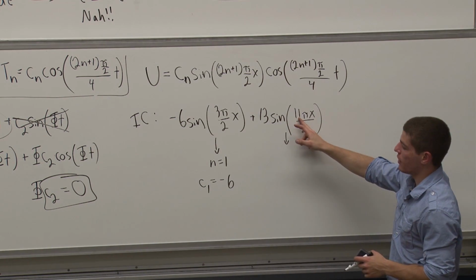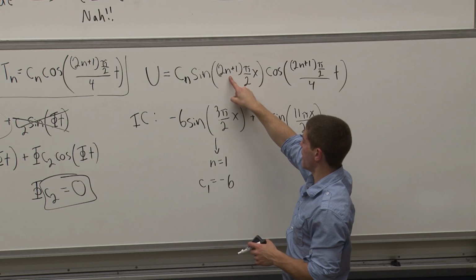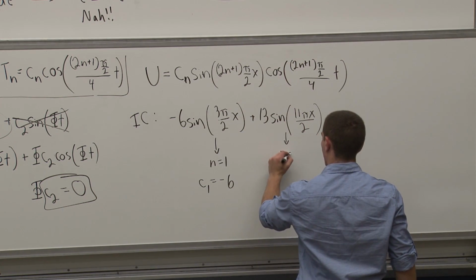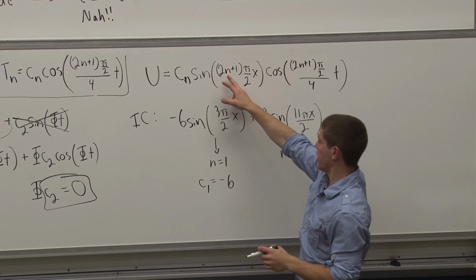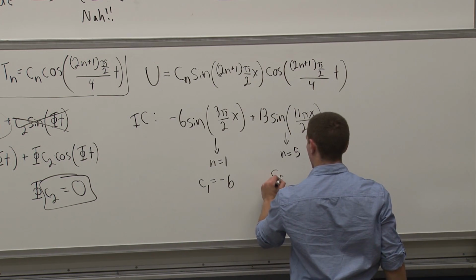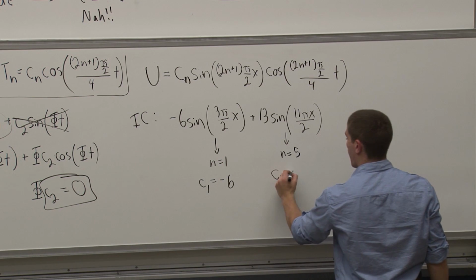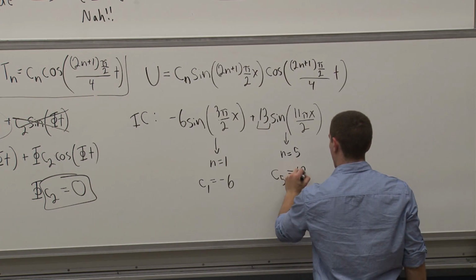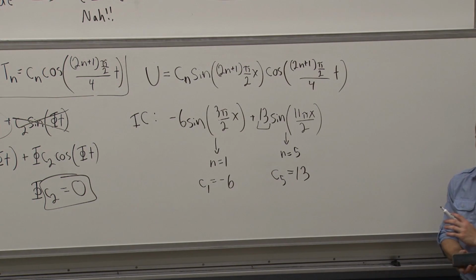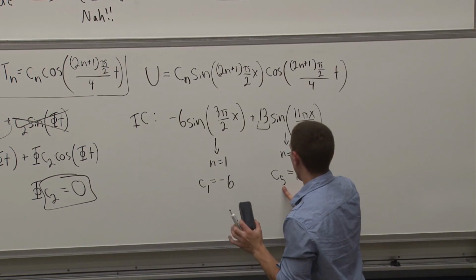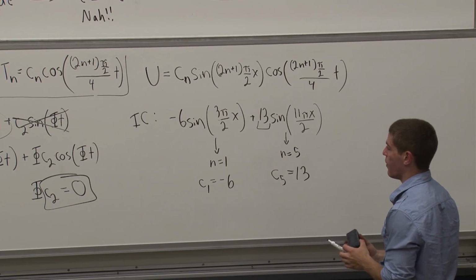Our second term has 13 in front, but here we have 11. So what gives us 11? 5, right? So if n equals 5, you have 10 plus 1, which is 11. So if n equals 5, that means c5 is what this corresponds to. c5 equals whatever's in front of the sine, which is 13. Okay, does that make any sense? That makes sense? All right, good, good. I like it. All right, so once we have that, we're basically done.